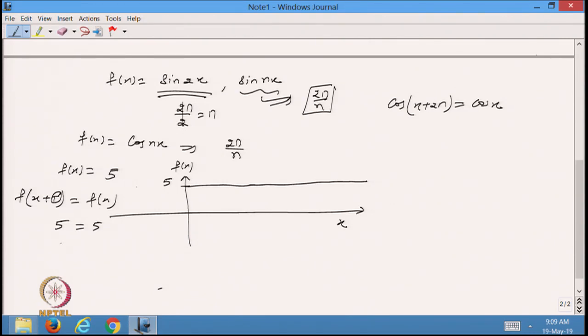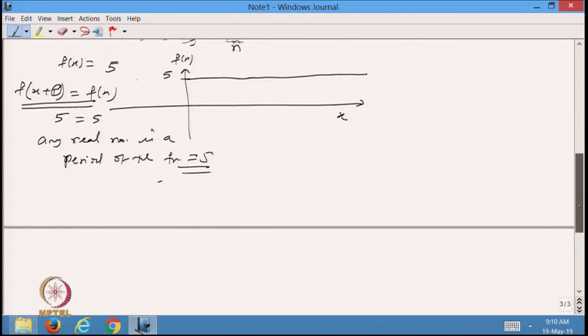So from here I can say that for the constant function, any real number is a period of the function equal to 5. In this case, see, 0 is always there, capital T can be 0 also.